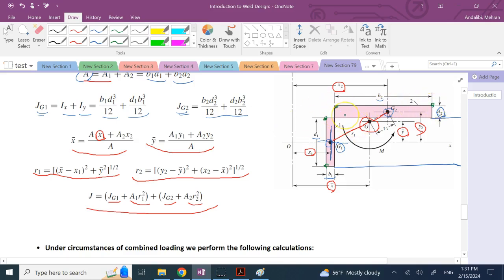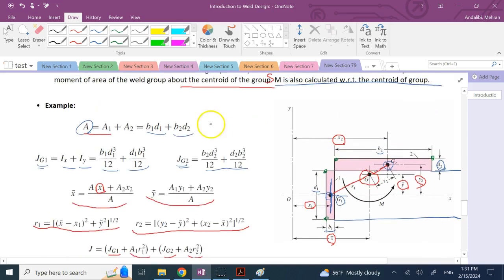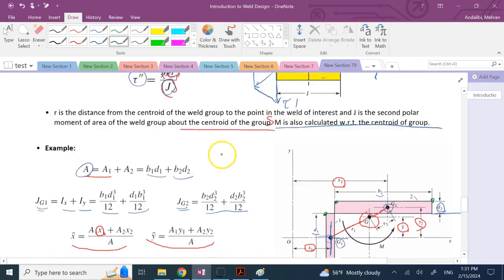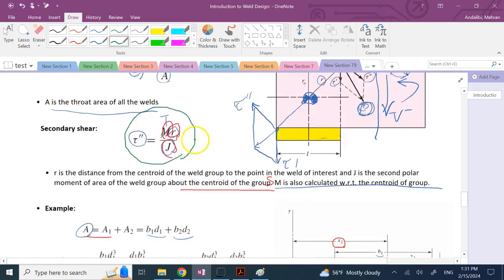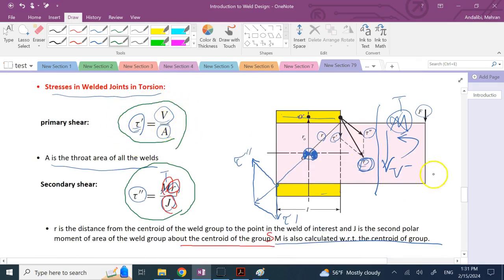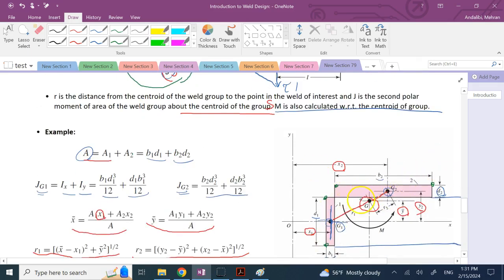And see which one you calculate the tau prime at all of these 4 points. The tau prime is the same for all of them. It's all downward in all of them. The tau double prime is not. It's perpendicular to the radial location.